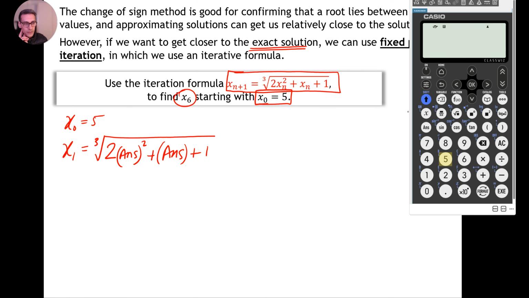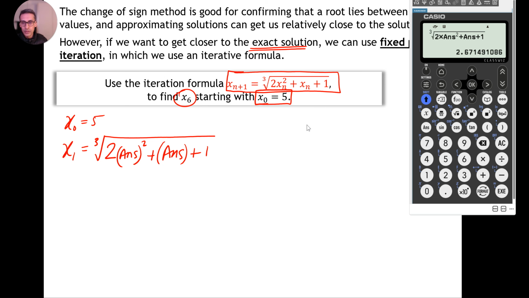Okay, so we're going to press 5 equals, and then shift cube root of 2 times answer squared plus answer plus 1, and all of that underneath the root. So you press equals, you get 3.8258. Press it again to get x3, x4, x5, and x6. So you copy these out as you go through these.